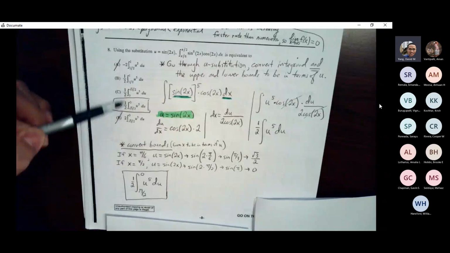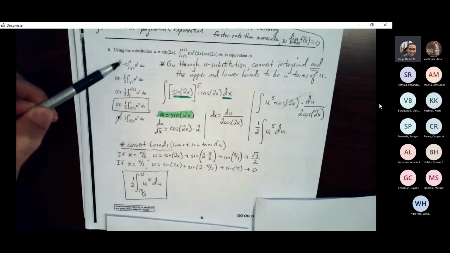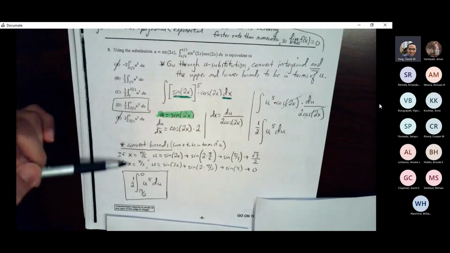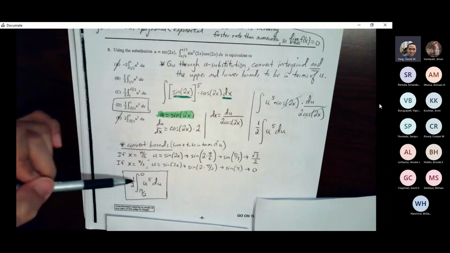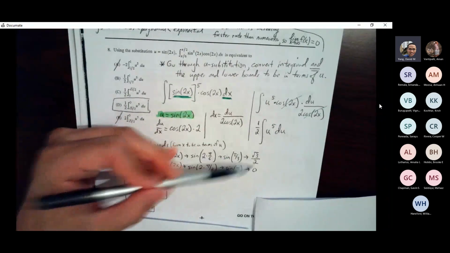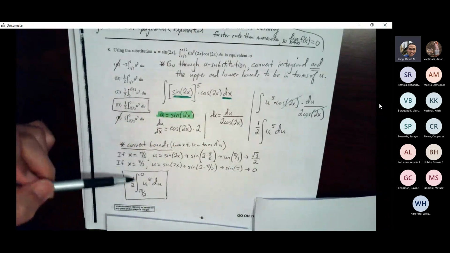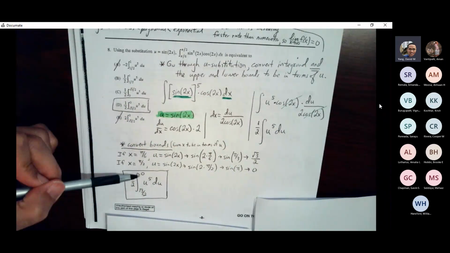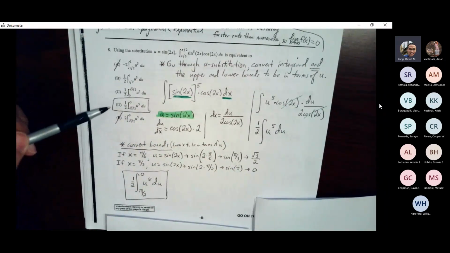But notice that there's no negative out. Well, there is for this one, but it's not matching with our answer choice here. So there's no negative in front. We have to keep it in the order that is presented. So root 3 over 2 to 0 is going to be the appropriate order.